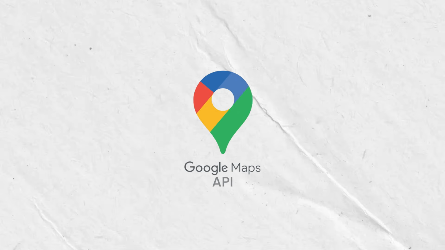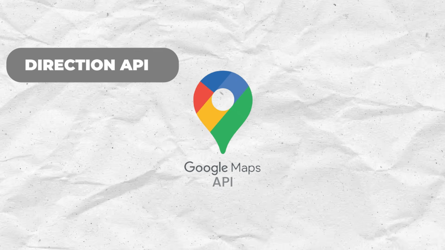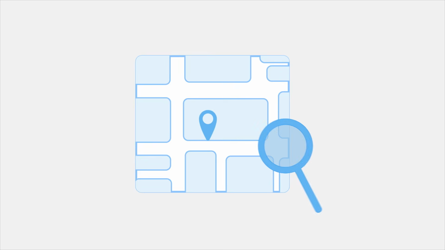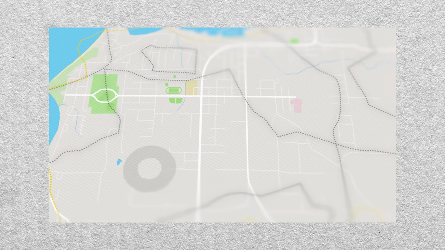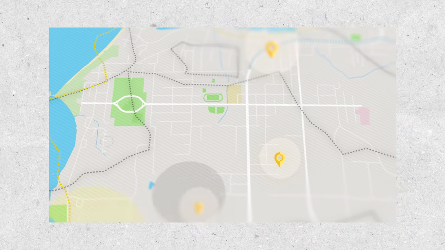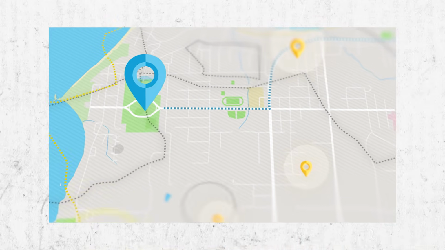Hello everybody, in today's video I'm going to be showing you how to use the Google Maps API alongside the Directions API, the Flutter Polyline Points package, and the Location package, to create an application that will allow you to visualize a map on the screen, show points of interest on that map, show a route between these points of interest, as well as showcase the user's real-time location on the app.